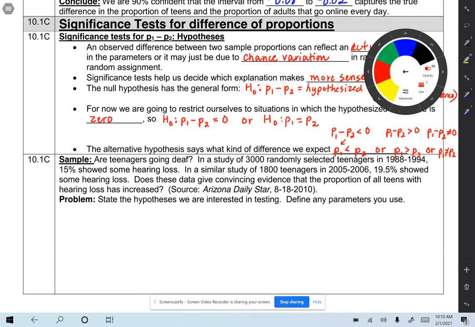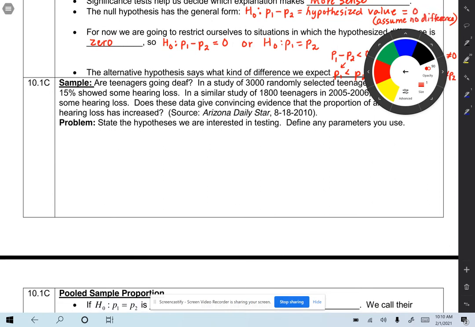Are teenagers going deaf? In a study of 3,000 randomly selected teenagers in 1988 to 1994, 15% showed some hearing loss. In a similar study of 1,800 teenagers in 2005 and 2006, 19.5% showed some hearing loss. Do these data give convincing evidence that the proportion of all teens with hearing loss has increased? So we are going to, in this particular example, state the hypotheses we are testing, define the parameters that we use. You have to define the parameters that you're using. And if you don't want to use number subscripts, you can use letter subscripts, which is what I'm going to use in this particular problem.